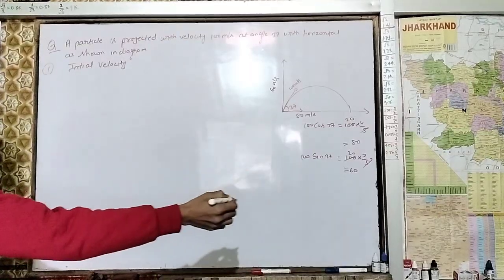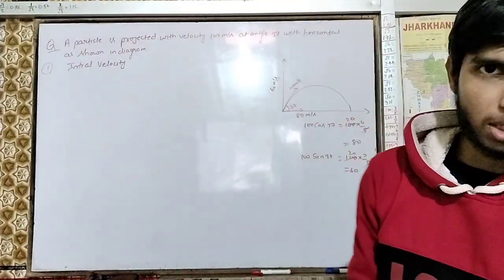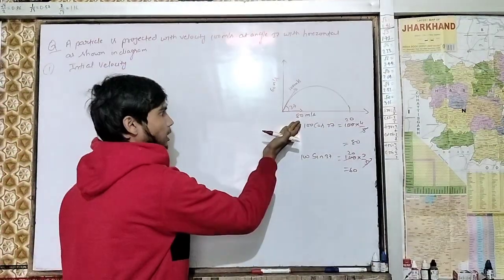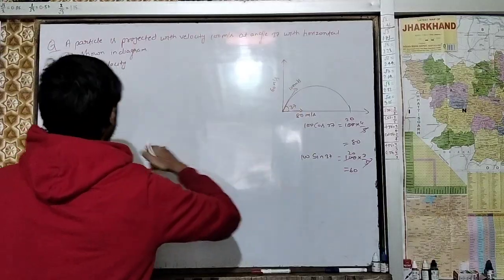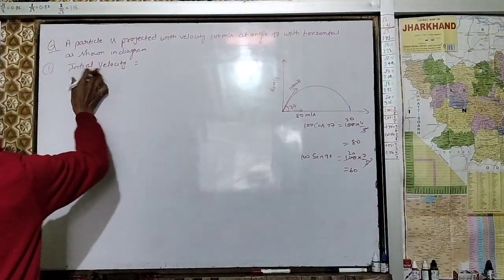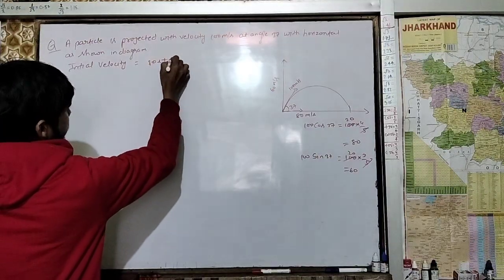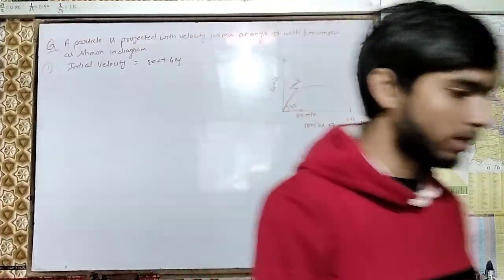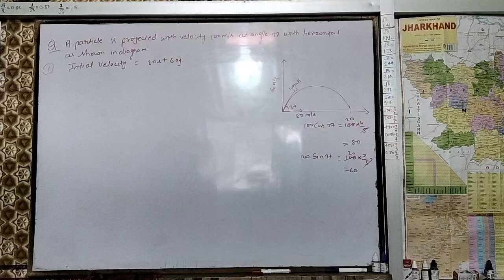Now, how to write these velocities in the language of vectors: this is i cap, this is j cap. So the answer for the initial velocity is going to be 80 i cap plus 60 j cap. That's it. Have a look for a few seconds, not too much.